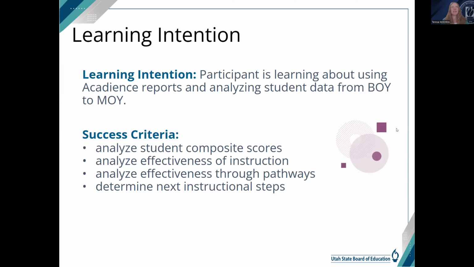So our learning intention today is that you are really learning about using Acadience reports and analyzing student data from the beginning to the middle of the year. And you're going to be looking at whether or not you're successful if you can analyze student composite scores, analyze your effectiveness of instruction report, analyze your effectiveness through pathways and the growth element for students, and then determining next instructional steps.